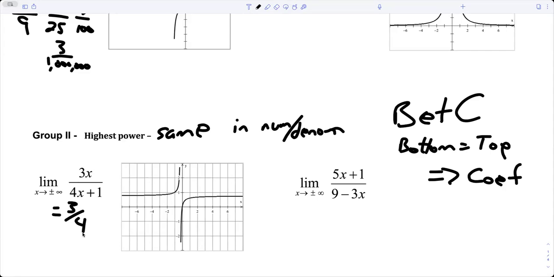All that matters is the coefficients of the leading degree term there. And so this one, same thing, 5x on the top, 3x on the bottom. Just be careful here, right? Careful, because I have a negative, so the value of this would be negative 5/3.